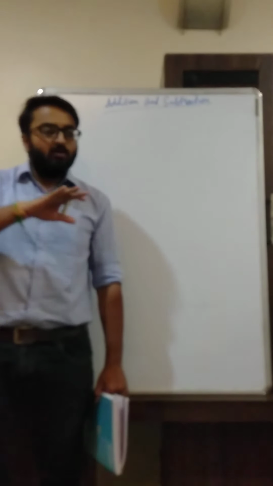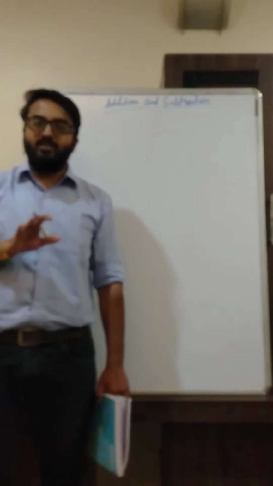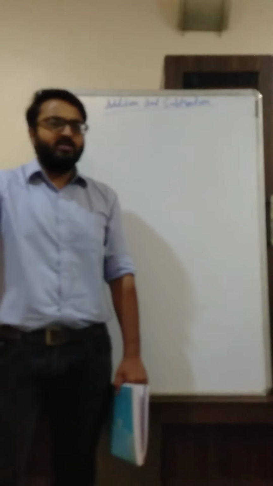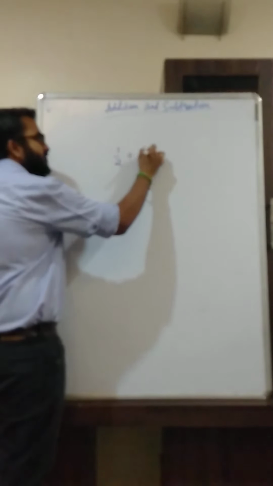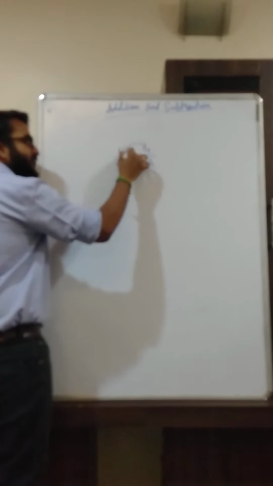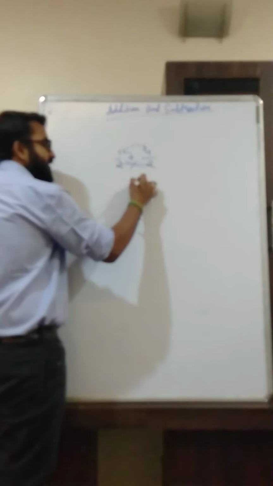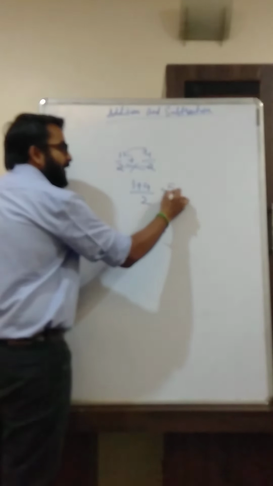In addition or subtraction of fractions, you are adding or subtracting the numerators. You are not adding denominators, or you are not subtracting denominators. Suppose it is 1 by 2 plus 4 by 2. You are adding only 1 and 4. You are not adding 2. So 1 plus 4 by 2, that is 5 by 2.